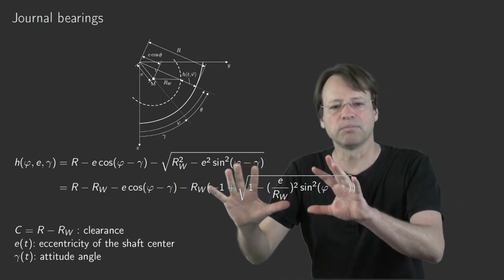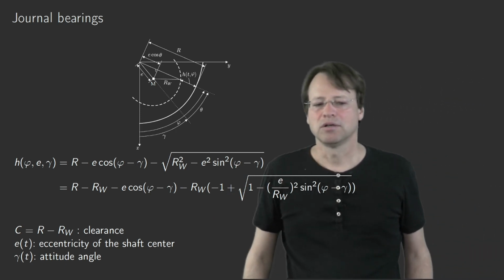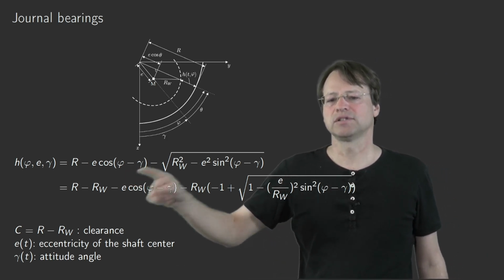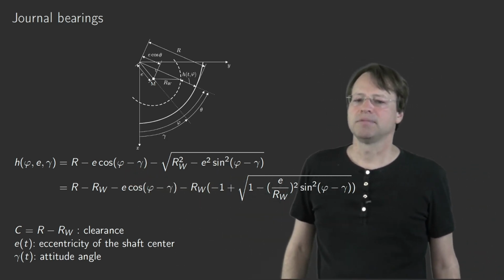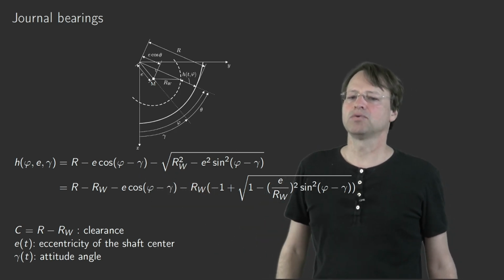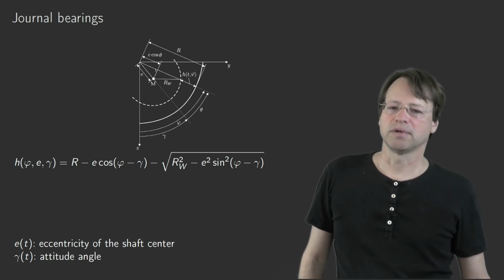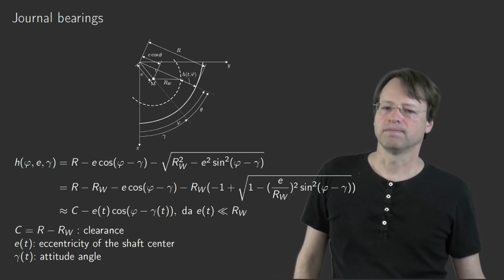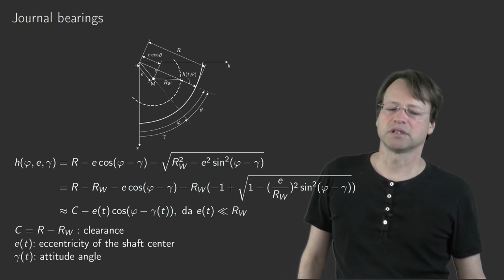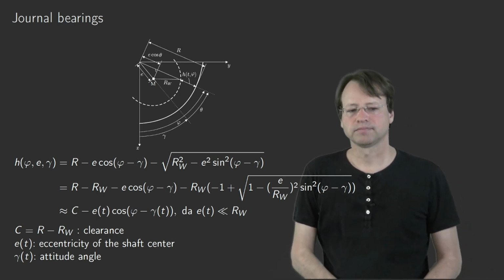So we can drop everything here. The terrible root will be lost. And the final expression is quite simple. We introduce the clearance here for the difference, R minus R sub W, and the remaining term is minus e cosine of phi minus gamma, or minus e cosine of phi minus theta. Sorry. Yeah, because e of t is much smaller than R sub W. Okay, first task is solved.